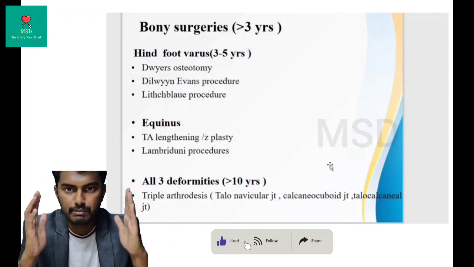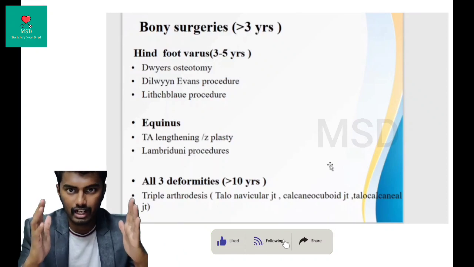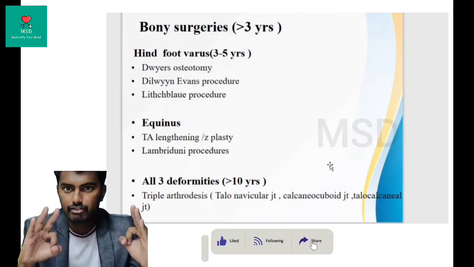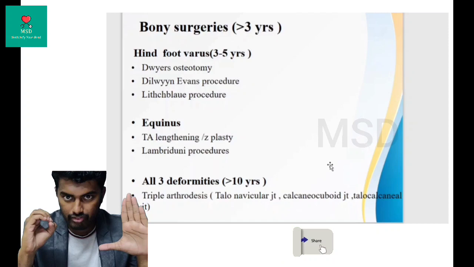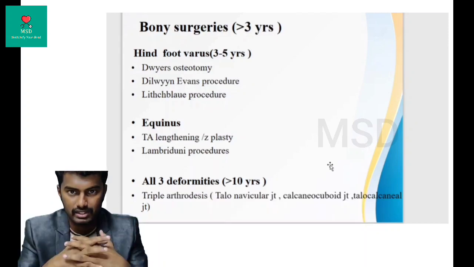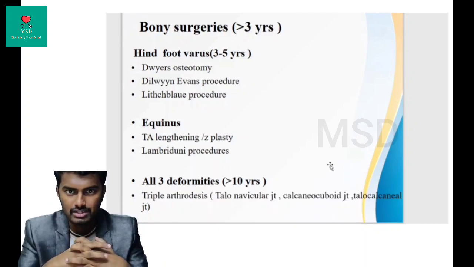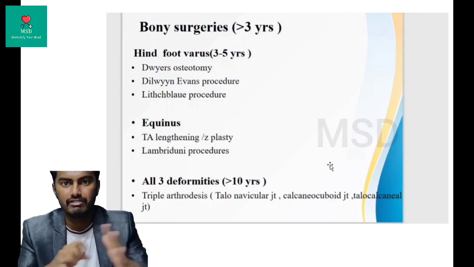So this is the most important point. Just recall it and remember it. When all these 3 deformities are present in a patient more than 10 years of age, you do a triple arthrodesis, where you fuse all the joints just for the patient to be pain-free.